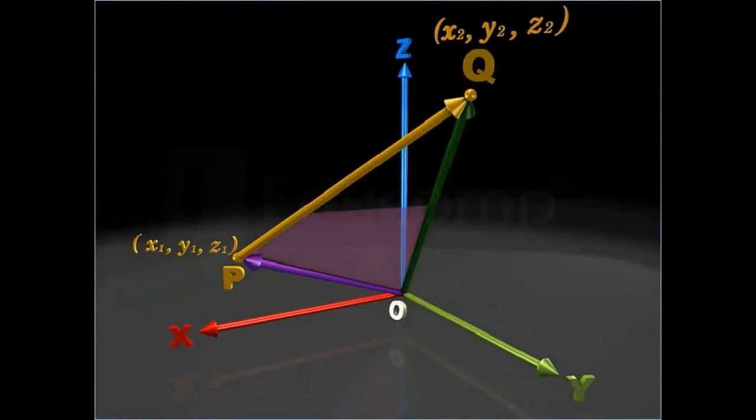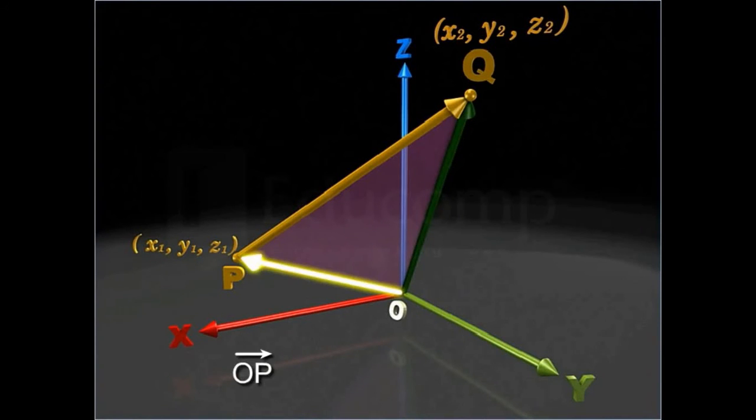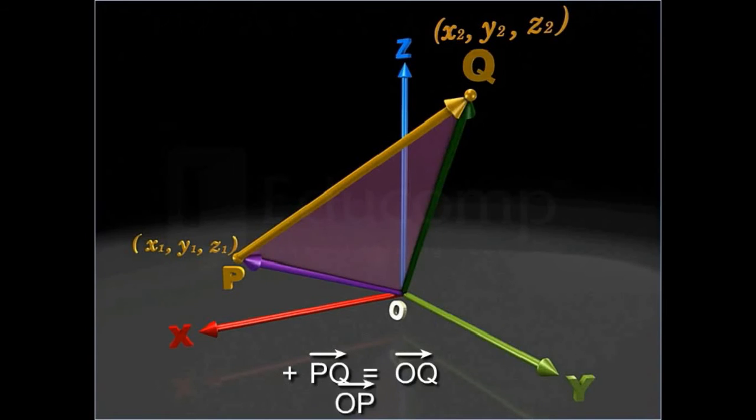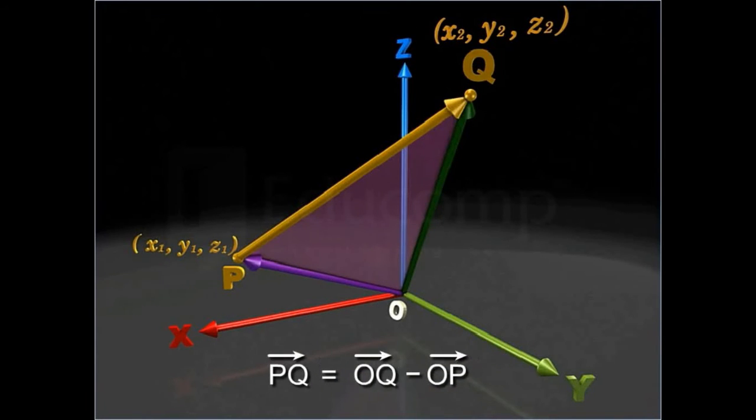Now, look at this triangle OPQ. Applying the triangle law of vector addition, we get the sum of vectors OP and PQ as OQ. Transposing vector OP to the right-hand side, you get vector PQ is equal to vector OQ minus vector OP.